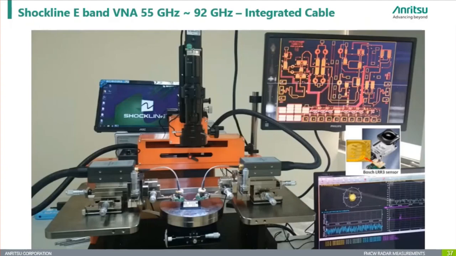We are utilizing our E-band ShockLine vector network analyzer to perform S parameter measurements on automotive radar systems. The setup includes integrated high-frequency cables extending up to the device under test, such as the RF radar module, ensuring accurate and reliable characterization across the entire signal path.